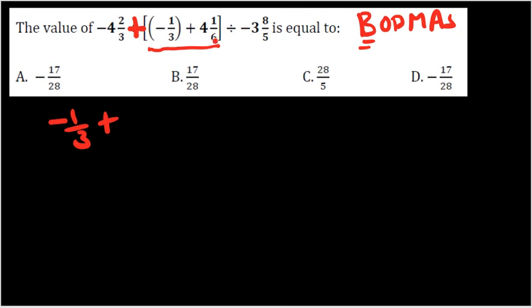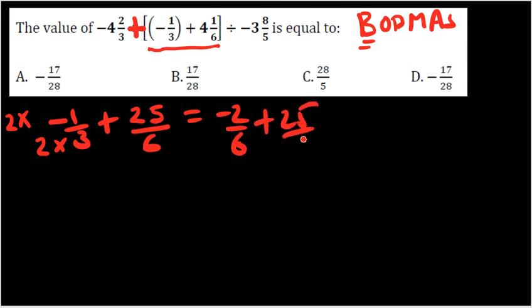4 times 6, which is 24, plus 1, 25. Then the whole over 6. What did I do here? I multiplied the whole number by the denominator, then added the numerator, and the denominator is not changed. As you see, the 6 comes as it is. Now to add these two fractions, the denominator is not the same, but I can multiply by 2 to make the denominator the same. It's going to be -2/6 plus 25/6. So this will be 23/6.